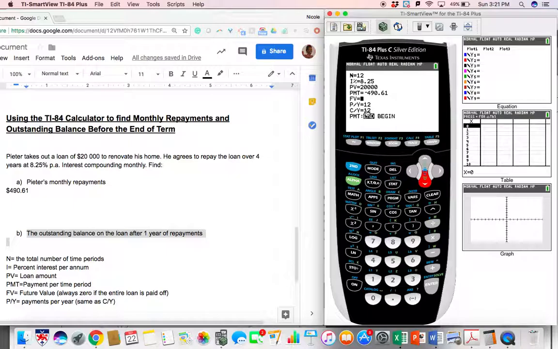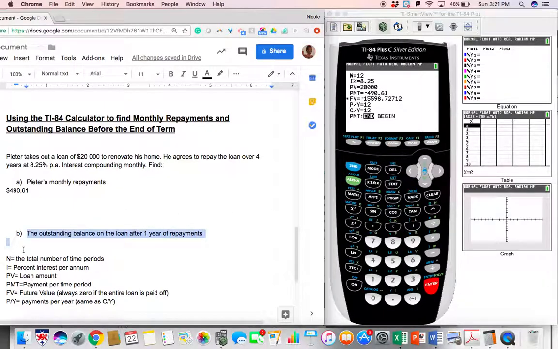This is still monthly, so that stays the same. So for our future value, we can go ahead and press alpha, enter to see what that outstanding amount is. Oops, I thought I was in my document. Let's fix that. All we have to do here is alpha enter. It comes right back. Not a problem.